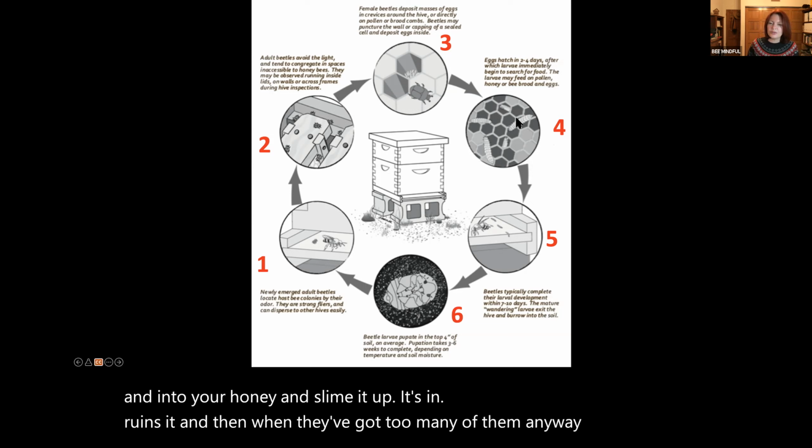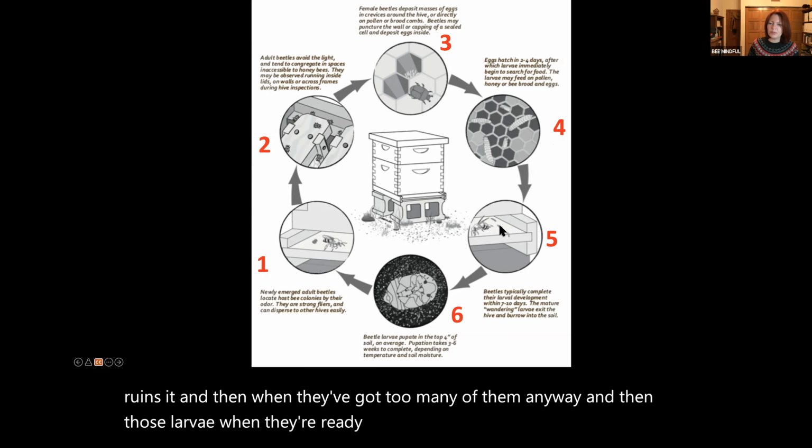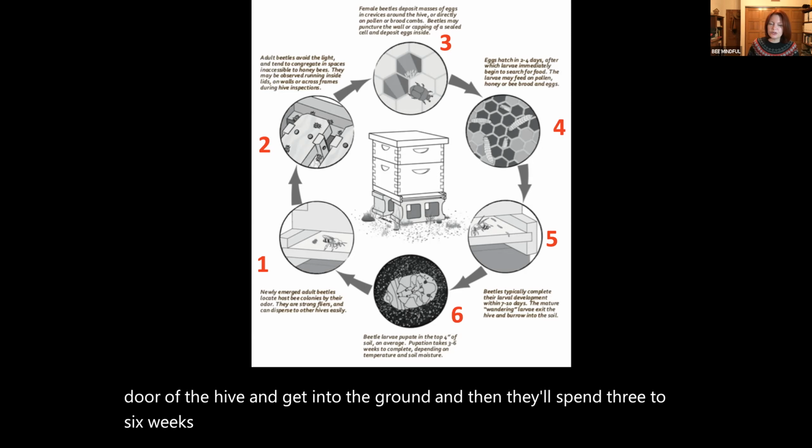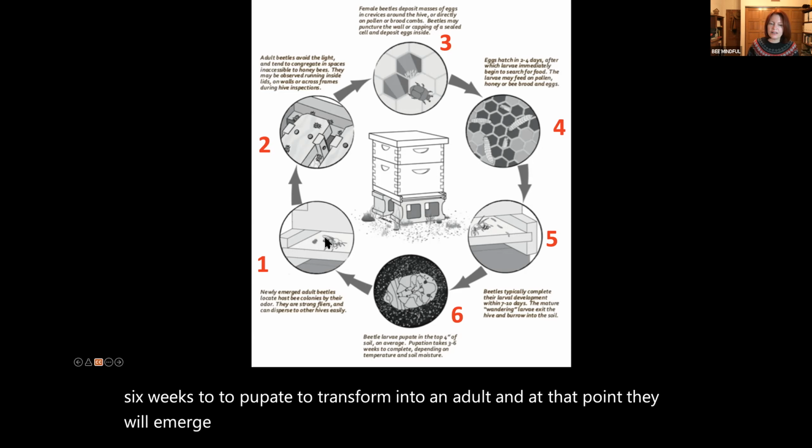And then those larvae, when they're ready to pupate, will leave through the front door of the hive and get into the ground. And then they'll spend 3 to 6 weeks to pupate, to transform into an adult. And at that point, they will emerge and start flying and get into the hives.